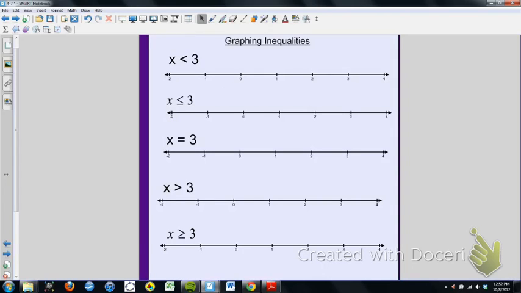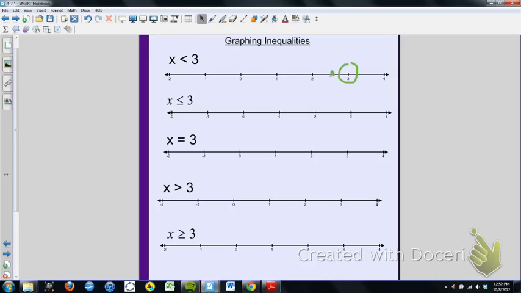Okay, so let's get some practice graphing some inequalities. The first inequality is x is less than 3, so you might want to pause the video here and use what you just learned to try graphing these on your own, and then go back to the video and see if you've gotten them right. If x is less than 3, then I want to put an open circle at 3 because it's less than 3, it's not equal to 3.